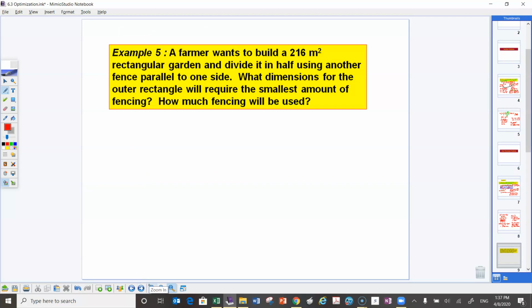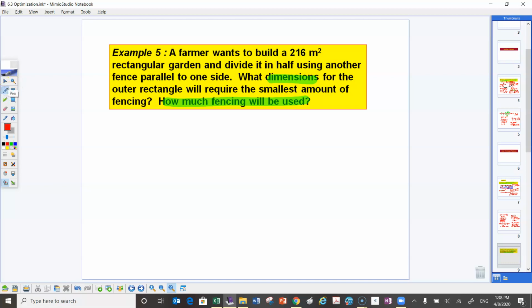Okay, we'll take a look at one more example. And this one is saying we have a farmer who wants to build a 216 meter squared rectangular garden. And then they want to divide it in half using another fence parallel to one side. What dimensions for their outer rectangle will require the smallest amount of fencing? So we want the dimensions and how much fencing should be used. So we have to look for two answers here.